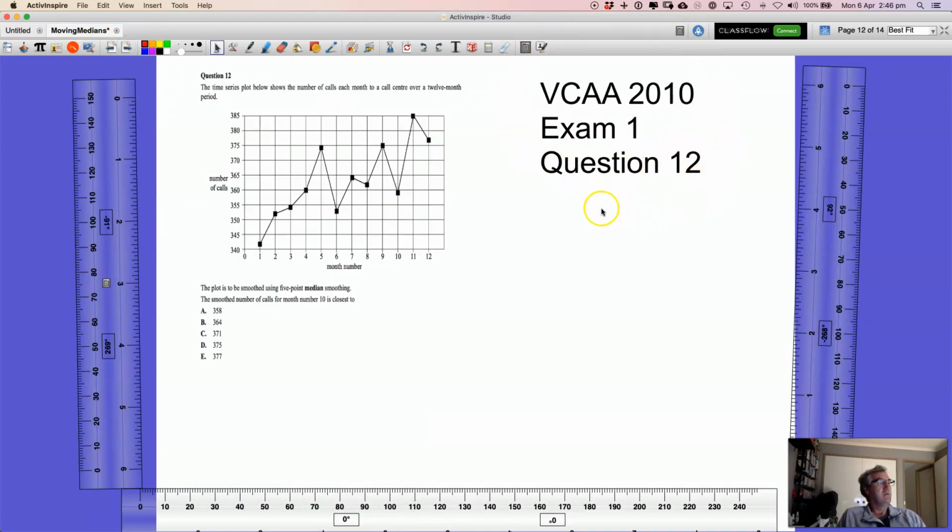Okay, let's look at an exam paper question 2010, multiple choice. The time series plot below shows the number of calls each month to a call center over a 12-month period. Pause the video, have a think about which would be the correct option.